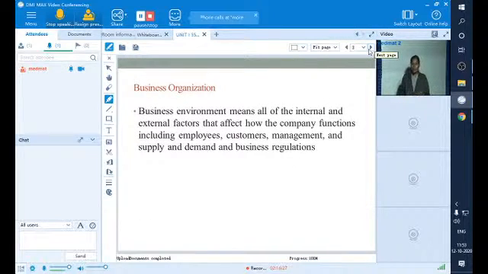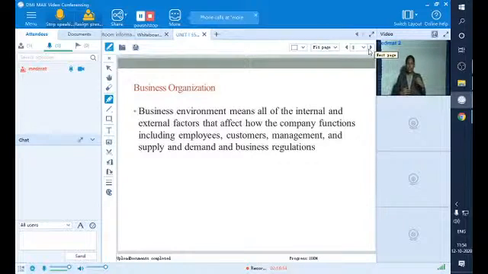Next slide is business organization. What do we mean by a business organization? In the business organization, we need to know what the environment is. So that's the definition here, business environment in the business organization. Business environment means all of the internal and external factors, internal meaning inside the business and external meaning outside the business.